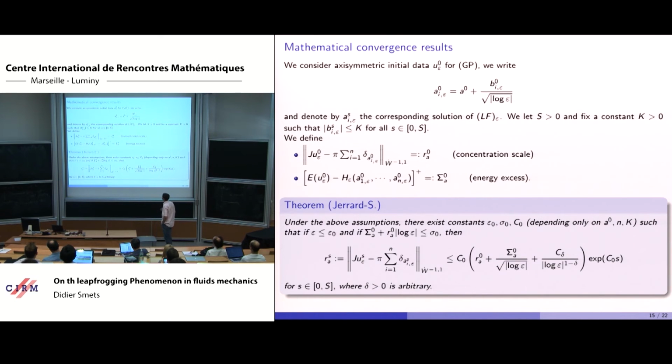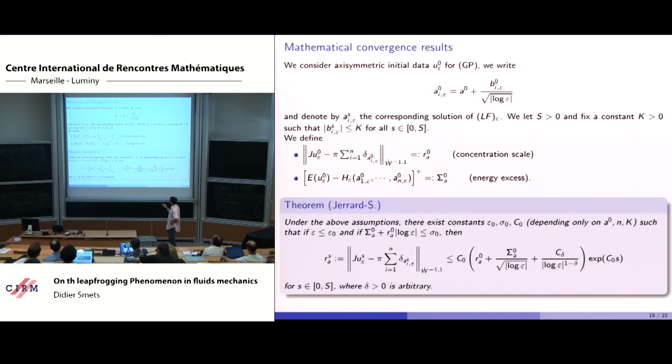And so, if I don't want to enter too much into the details, the important thing is, if initially the vorticity, so u^epsilon_0 is the initial data, is sufficiently close to a sum of Dirac masses, I call that R_a_0, this is a concentration scale at time zero, and if my excess of energy, I say excess because I believe it is an outcome of the theorem, that this is up to little o of one the optimum energy for a given configuration of vortex rings.